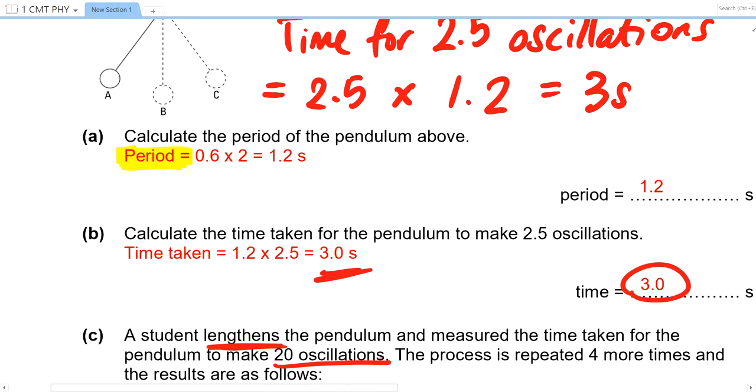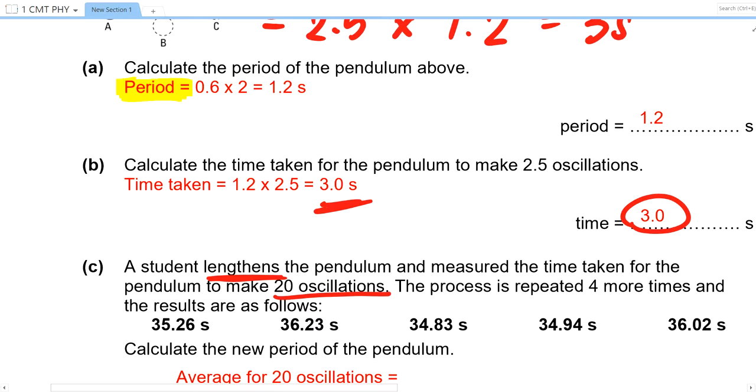Now we also take 20 oscillations instead of just 1. Why do we use 20 oscillations instead of just 1? Minimize human error, yes. Initially, our human error maybe is 0.2 seconds. If I repeat it 20 times, I divide by 20. My human error becomes very small. Okay, so those are the reasons. And these are the results.